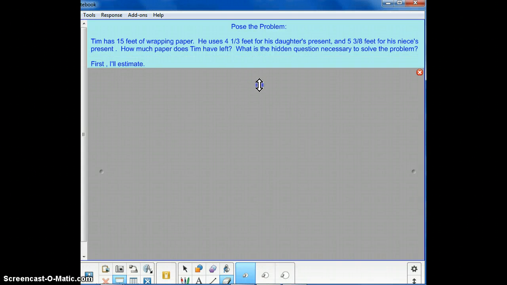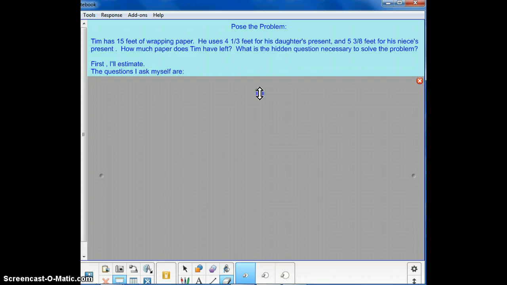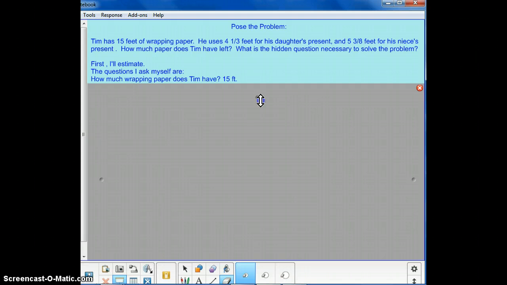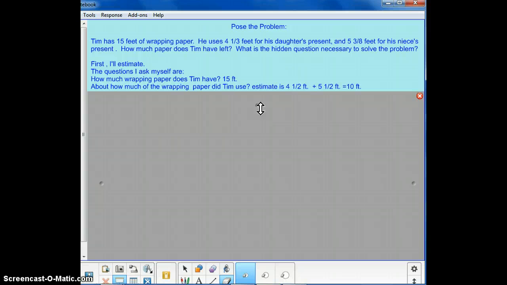I'm going to estimate first. These are the questions I'm going to ask myself. How much wrapping paper does Tim have? 15 feet. About how much of the wrapping paper did Tim use? Well, he used 4 1/3, which I say is about 4 1/2, plus 5 3/8, and 4/8 is a half, so 5 1/2. So 4 1/2 plus 5 1/2 is equal to 10 feet.